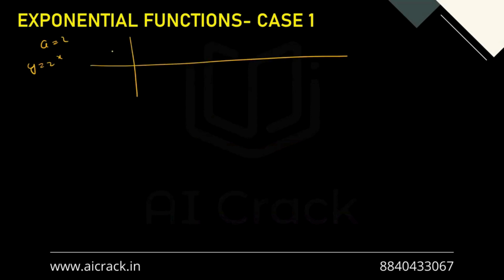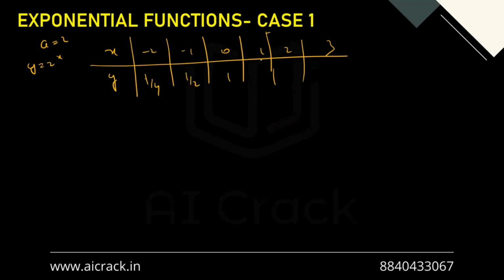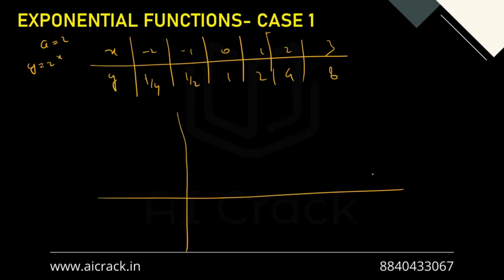Let's plot the graph once again. So we have x over here and y over here. So for x equals minus 2, minus 1, 0, 1, 2, 3: for minus 2, we are getting 1 by 4. For minus 1, we are getting 1 by 2. For 0, we are getting 1. For 1, we are getting 2. For 2, we are getting 4. And for 3, we are getting 8. So now if you plot this, you'll be getting this kind of graph.